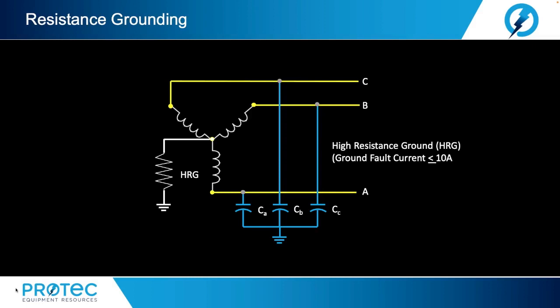It allows the system to stay in service, but it is highly recommended to try and correct the fault as soon as possible. During ground fault conditions, the voltage to ground on the two unfaulted phases is equal to the line-to-line voltage. The equipment has to be rated at 173% of their line-to-neutral voltages.